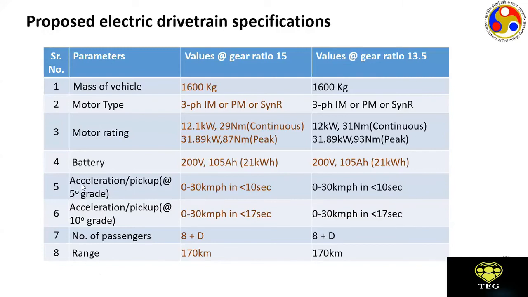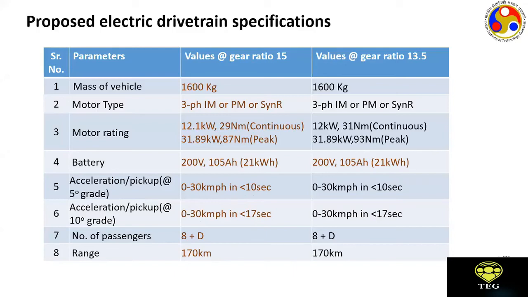And the other parameters which are given are acceleration at 5-degree grade and acceleration at 10-degree grade. That's based on the grade climbing analysis that we had done. So it's 0 to 30 kilometers per hour for 5-degree grades, and it should do that within 10 seconds. And at 10-degree grade, it should go from 0 to 30 kilometers per hour in less than 17 seconds. And the passenger capacity of the vehicle is 8 passengers plus the driver, and the range on a single charge would be around 170 kilometer. So these were the proposed specifications of the drivetrain.